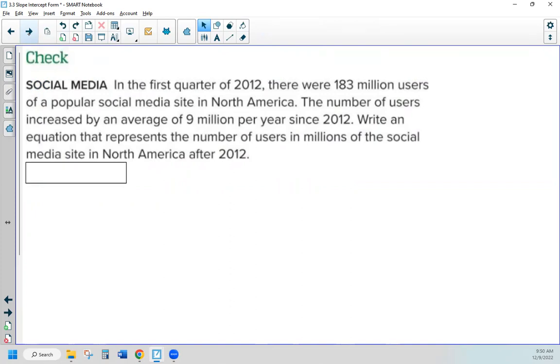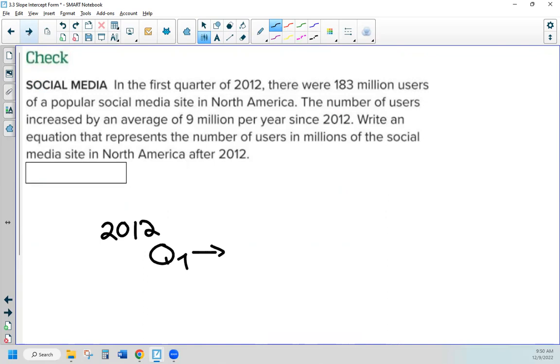All right, here we go. In the first quarter of 2012, well, they're going by quarters. So 2012 quarter one. There were 183. I'm just putting stuff down, even though you're probably thinking, whoa, you didn't tell us to do that before. Maybe I can paint a different picture in your head.